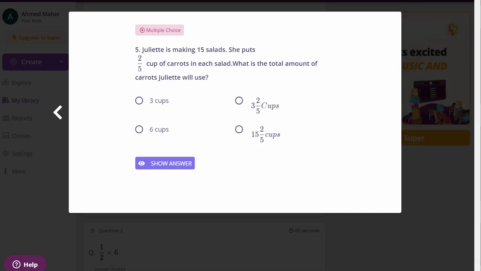In this one also we will multiply 15 by 2/5, and the correct choice as a mixed number, we will find that it is 30 over 5, and 30/5 equals 6. Any problems? Any questions?